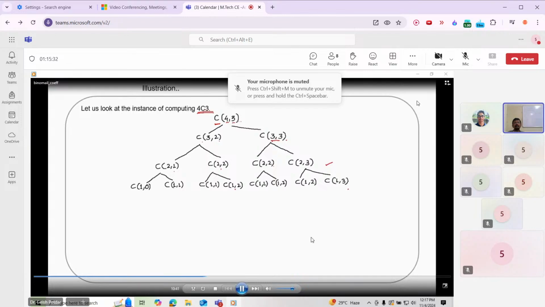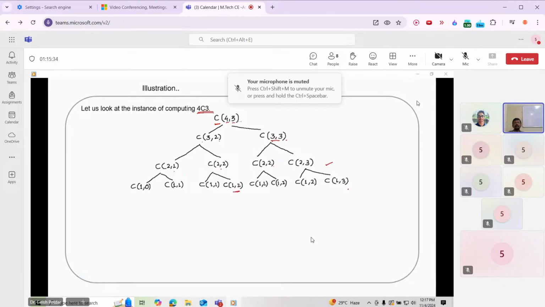Now you can notice that in these terms, the K value has become greater than N. N is 1, K is 2. It's like this here also. So when K is greater than N, C of N,K will become 0. So effectively what we are getting here is, for K greater than N, C of N,K is 0. And for N equal to 1 and K equal to 1, C of N,K is equal to 1.